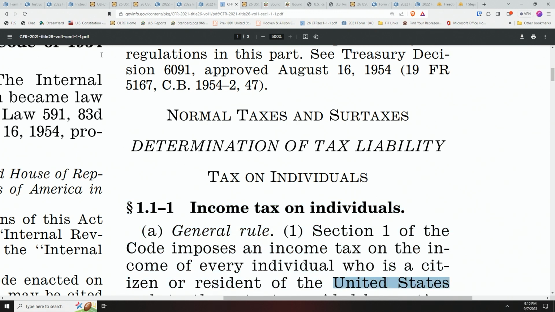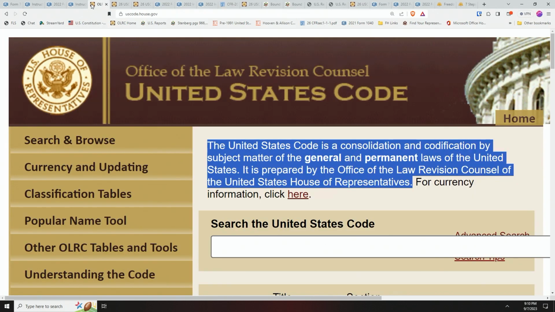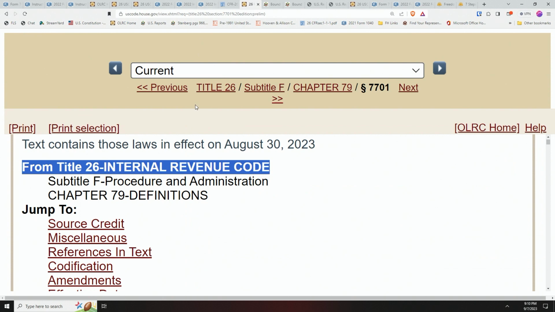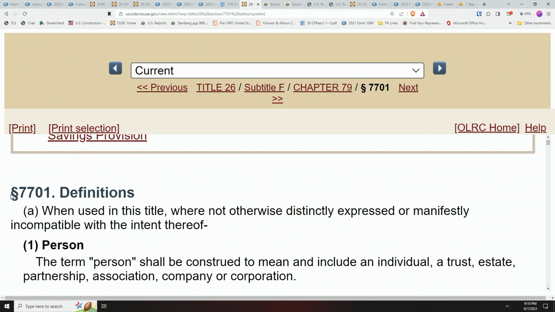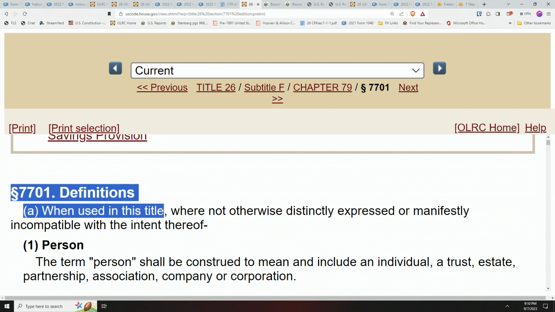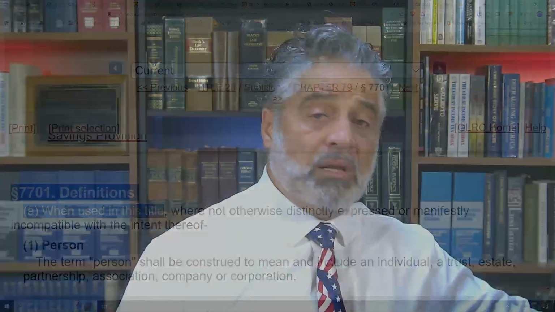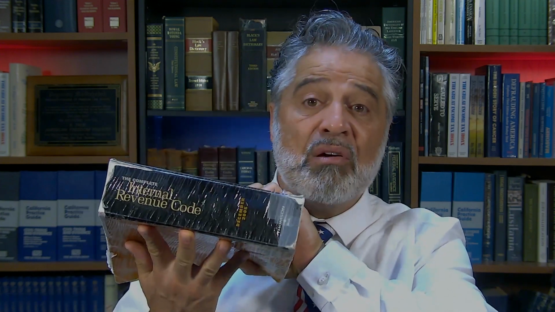As I told you, folks, we're going to go to the official source of the law published by the U.S. government, House of Representatives. We're going to look here in Chapter 79 under definitions, that Section 7701 says when used in this title. What title? Title 26, the Internal Revenue Code, the federal tax laws. Okay?